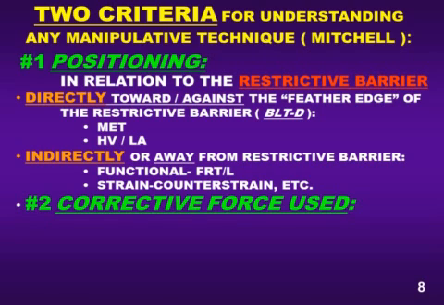So with direct techniques, you're going directly against what many say is the feather edge, or you're just nudging it up against that restrictive barrier. Then if you use a physician-introduced force, it would be called high velocity. If the patient uses a muscle effort, then it would be called muscle energy technique, or MET. The indirect techniques, you're going away from the restrictive barrier, and this would be the functional techniques, strain counterstrain, facilitated positional release, balanced ligamentous tension techniques.